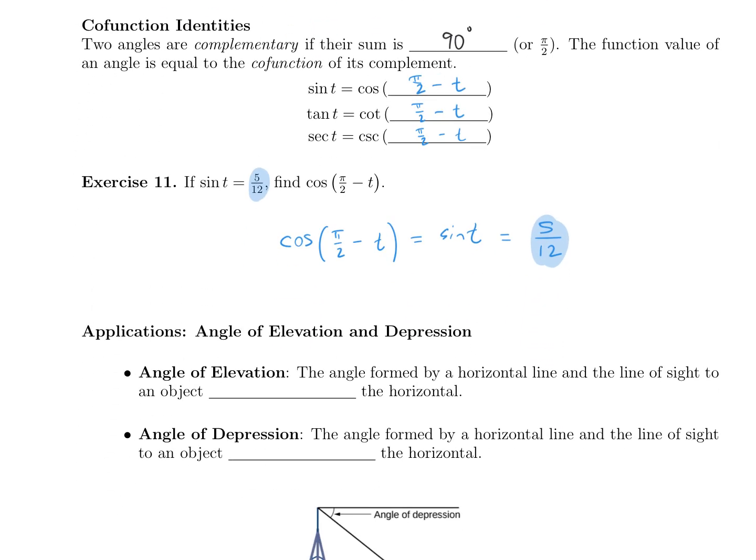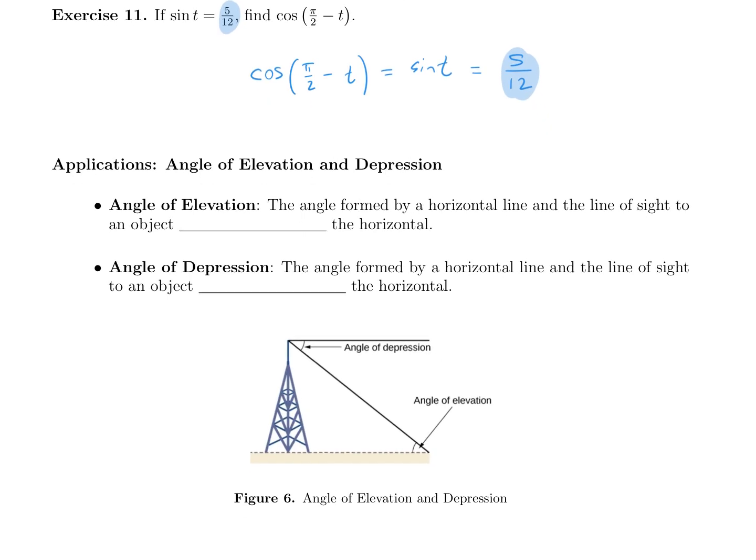Okay, let's keep it moving. So now they're going to talk about angles of elevation and angles of depression. Okay, so let's see what they say. The angle formed by a horizontal line and the line of sight to an object above the horizontal is called the angle of elevation. So when you're looking up, it's going to be an angle of elevation. But if you're looking down, or below the line of sight, then it's going to be an angle of depression.